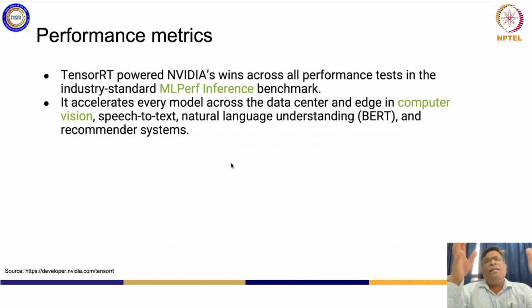Now, TensorRT powered NVIDIA edge devices. If you see their benchmarking performances, they are quite good. They are very, very good. So you can accelerate every model across the data center and edge in computer vision applications, speech to text, NLP, for example BERT, and various recommender systems. All of this could be done on the edge devices using TensorRT optimizations.